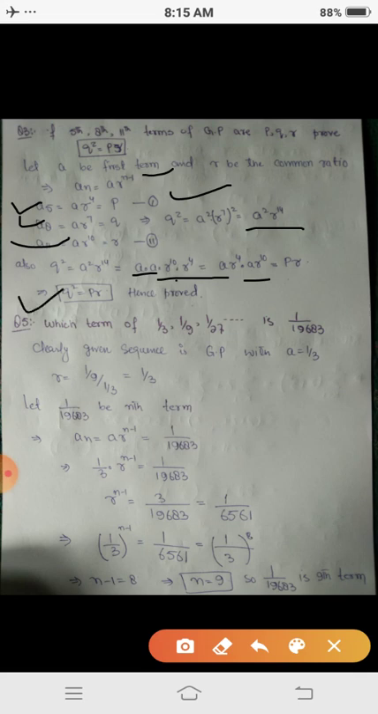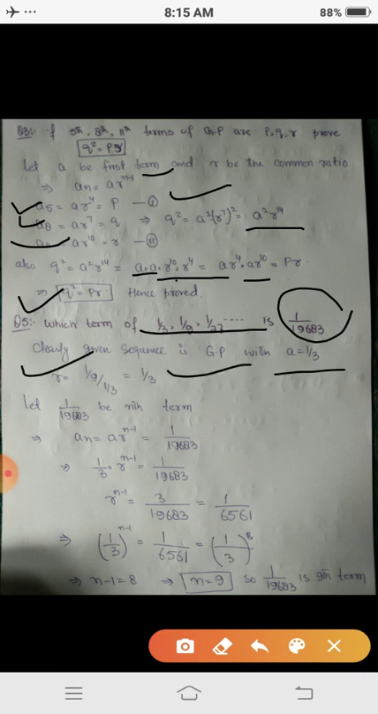Now here we have been given a GP. Which term of this GP is 1 upon 19683? Clearly this sequence is a GP because the ratio is the same throughout. First term a is 1 by 3. Common ratio is second upon first, that is 1 by 3.